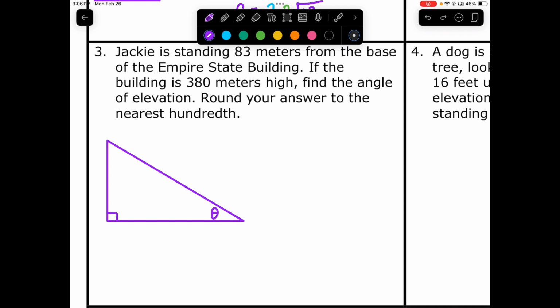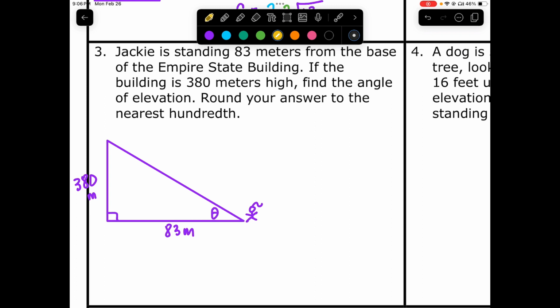It says that Jackie is standing 83 meters from the base. Oh, this is not drawn to scale. My bad. It's all good. The building is 380 meters high. So that's how we got it labeled.